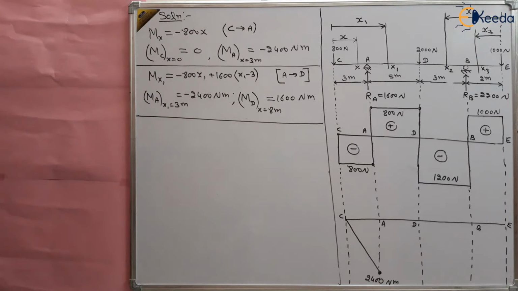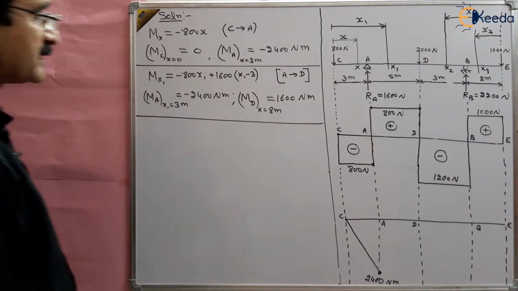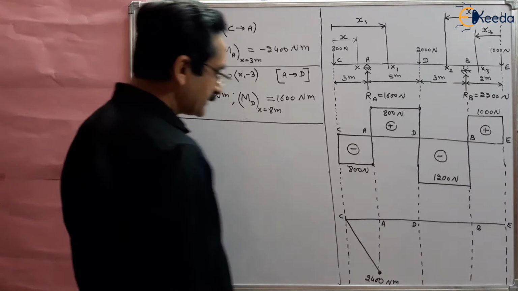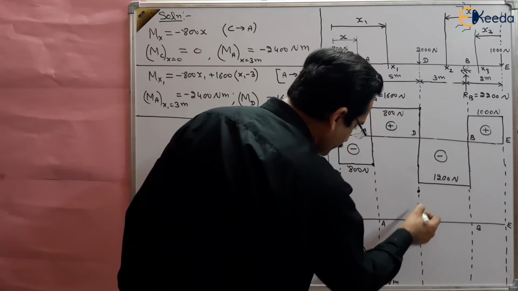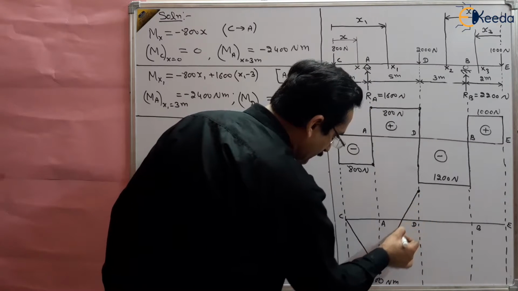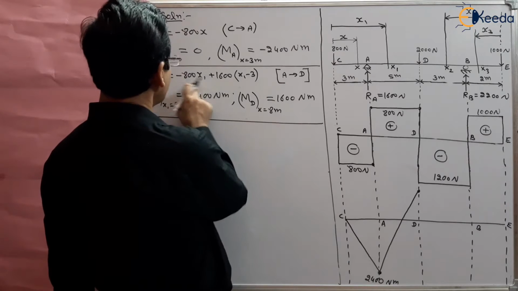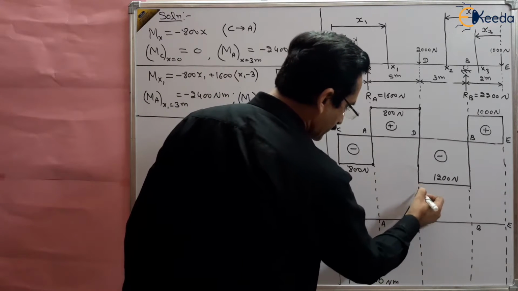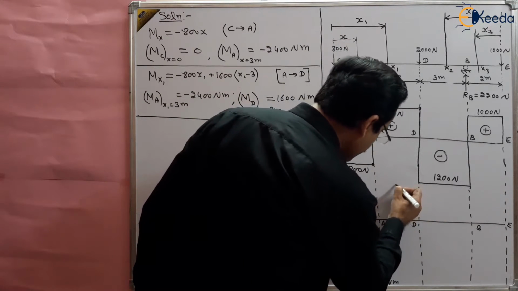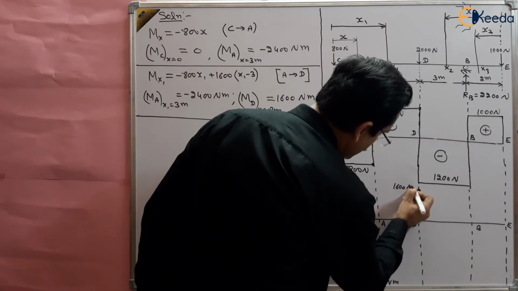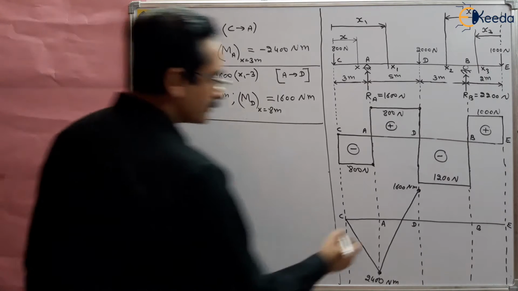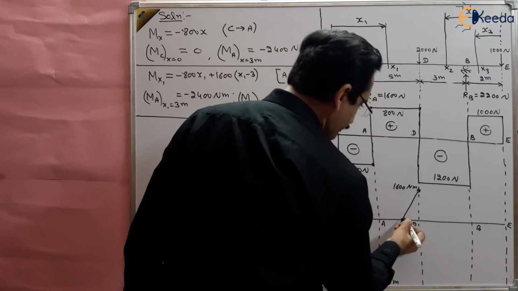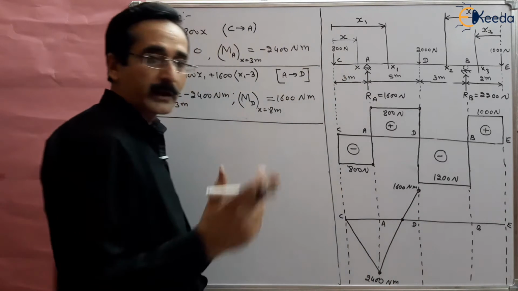The MD at point D, you will get 1600 Newton meter. If it is 1600 Newton meter, then it is positive, and you will get the positive value here. Like this, it is a straight line, and this is a curve from here to here, and this is 1600 Newton meter, right? And there is some point of contraflexure here where the bending moment is 0.